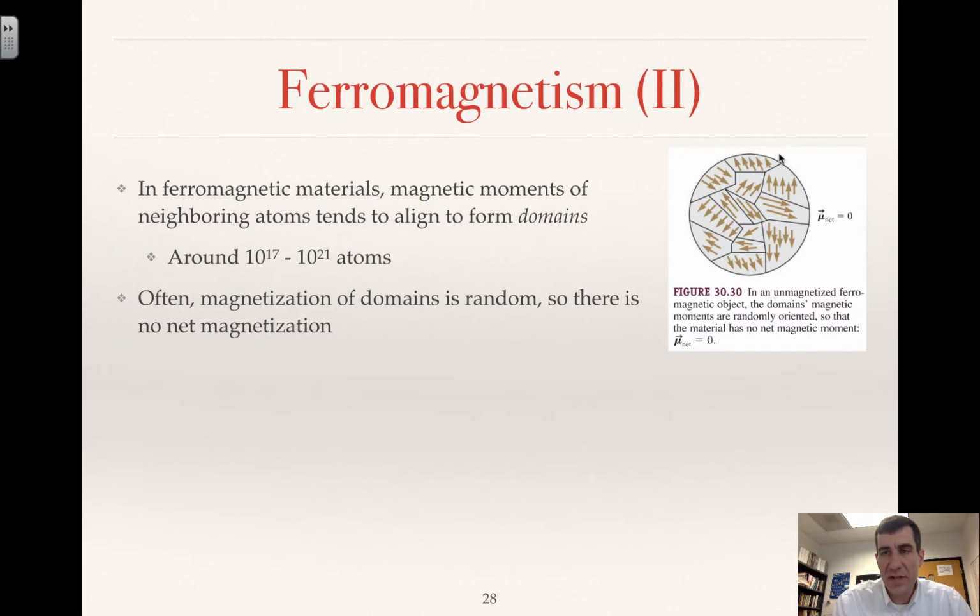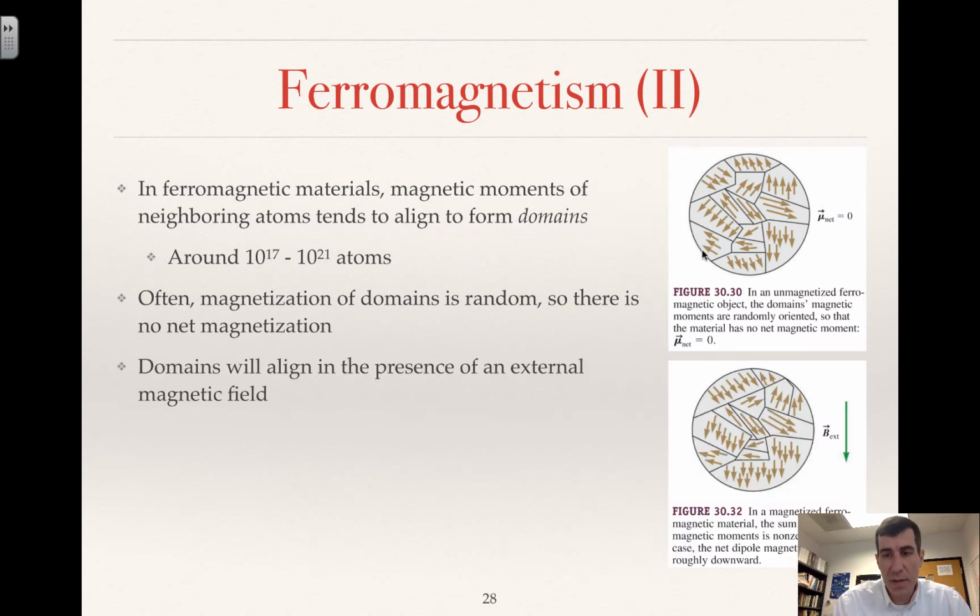One way to think about it: you have some sort of material, and it's divided up into these domains, and within a domain, all of these little magnetic moments are aligned. However, since the domains are independent of each other, the magnetization still overall tends to be zero, since when you add up the magnetic moments from all the different domains, if they're random, there's still no net magnetization.